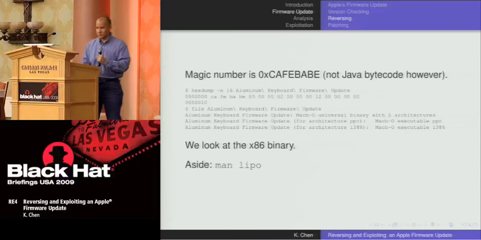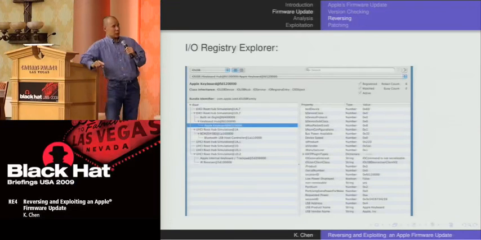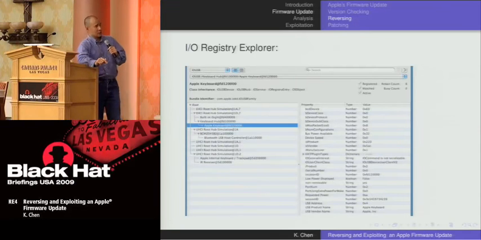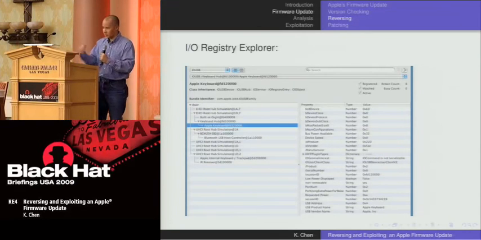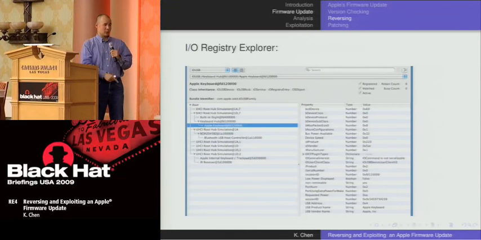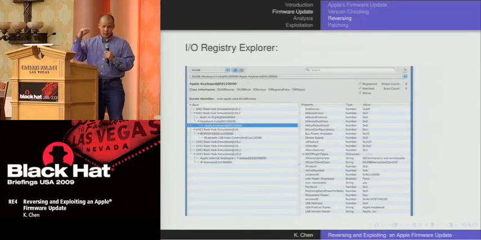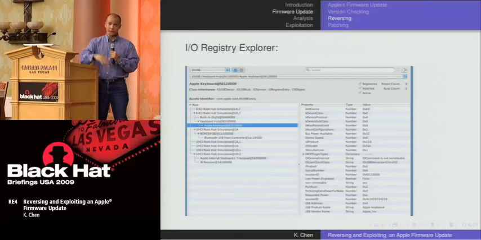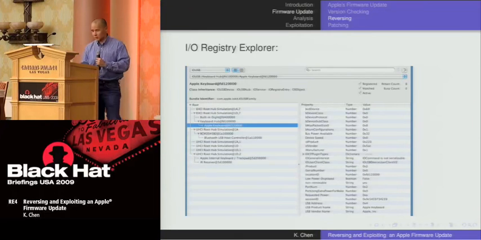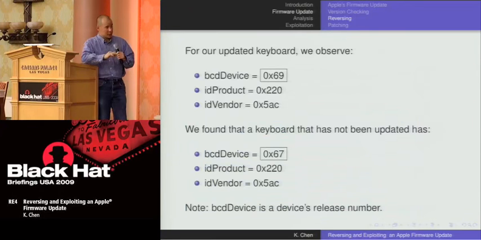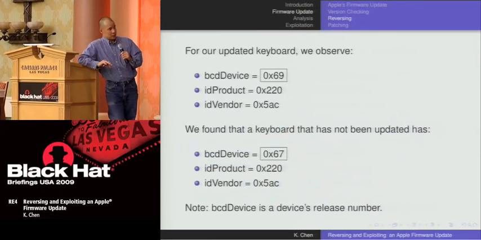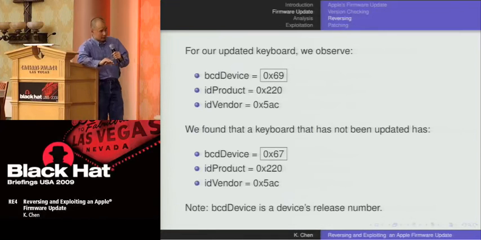Okay, one tool that Apple has for looking at devices attached to your computer is called I/O Registry Explorer. We can use that, plug the keyboard in, and see it on the USB bus, with all this information about the device. What I did was take a keyboard that's been updated and one that hasn't been updated, and compare the two. If we do that, they both have a vendor ID of 5AC. That's Apple's vendor ID, and they both have a product ID of 220.